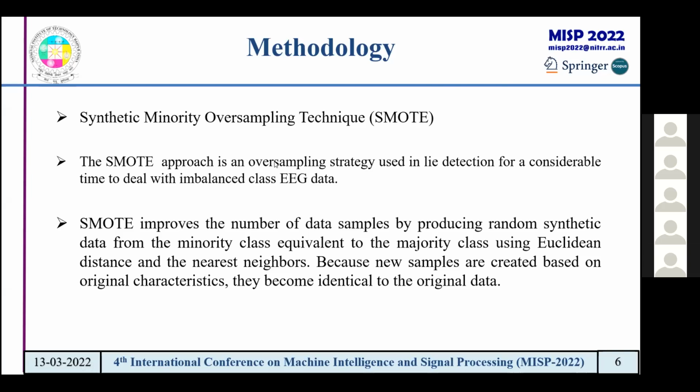So here the SMOTE technique is improving the minority class. We are using the Euclidean distance to improve the minority class so that it is equal to the majority class.